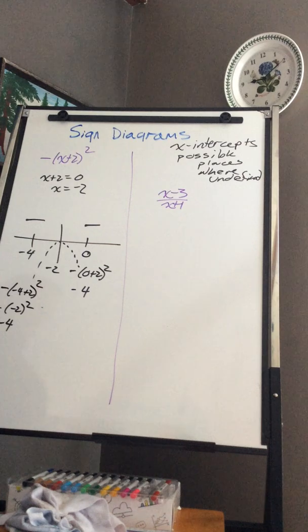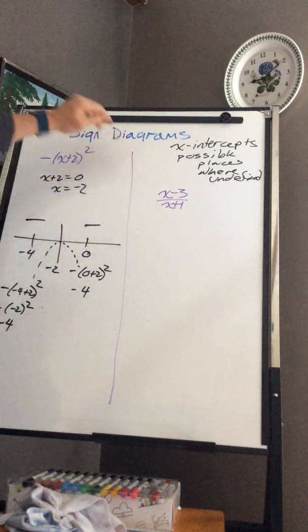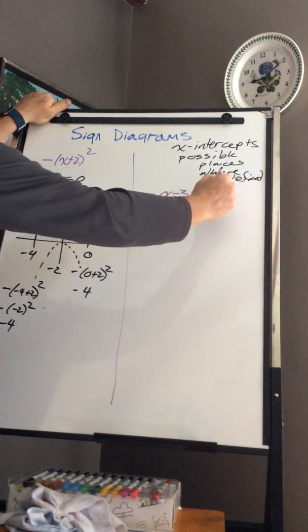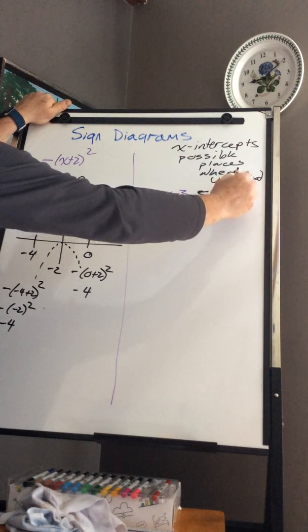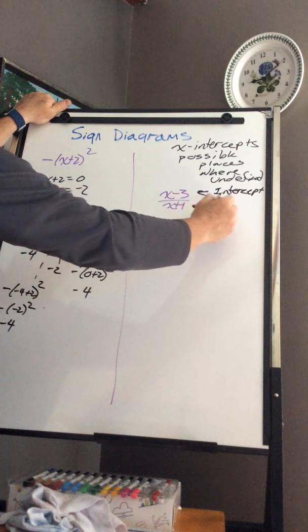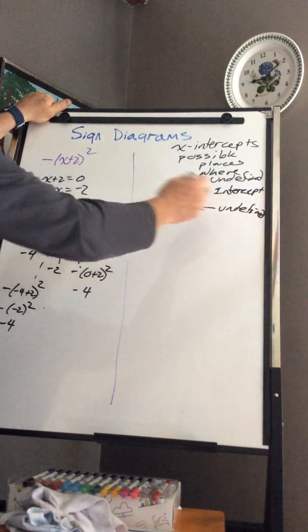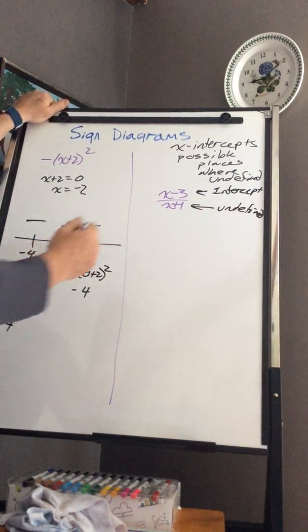Now, everything we've looked at so far only has critical values that are x-intercepts, but we've got to pay attention to where it's undefined. So that means the denominator is 0. So here, this is going to be an intercept. This is going to be undefined. Because if the numerator is 0, the whole thing is 0. If the denominator is 0, it's undefined.